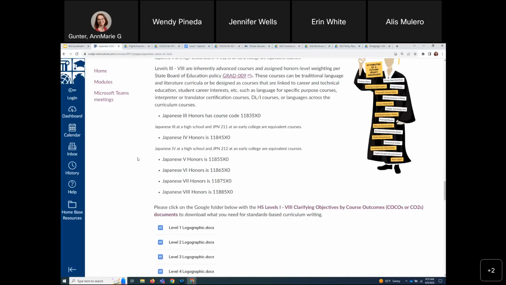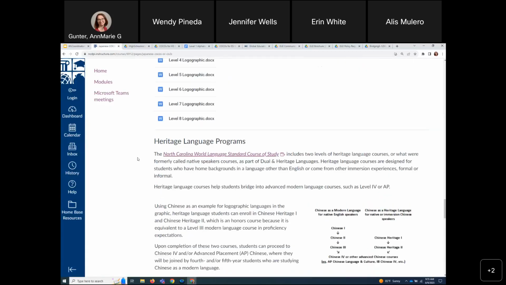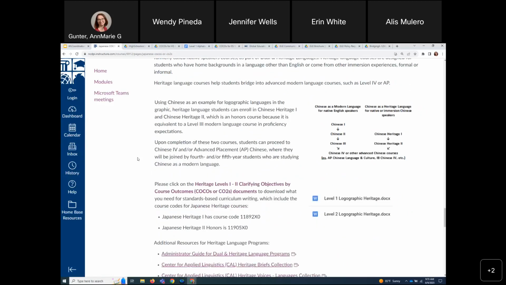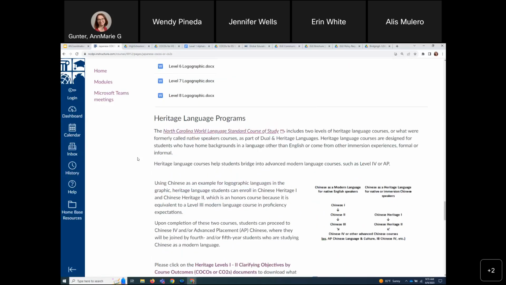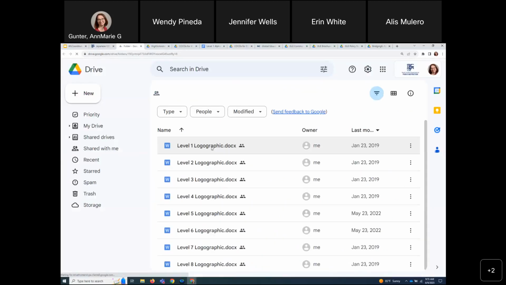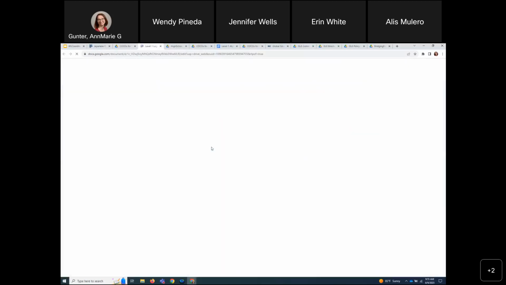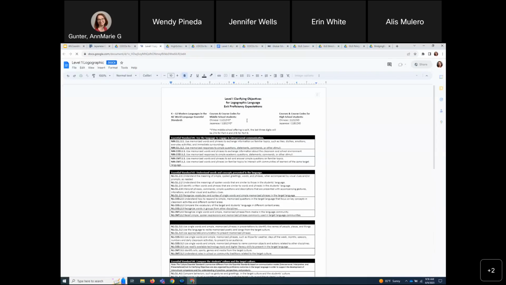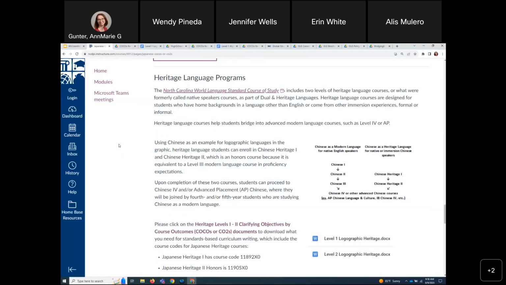And then as before, we have heritage language for Japanese, of course. With the example of Chinese this time, another logographic language. But you can see that, again, they have COCOs. Because it's a logographic language, of course, we have those particular course codes that go with our logographic languages, in this case for level 1. And we do have some details about advanced learning programs.